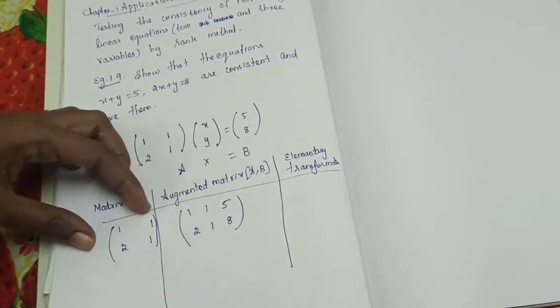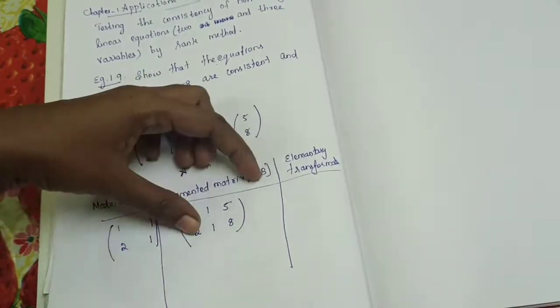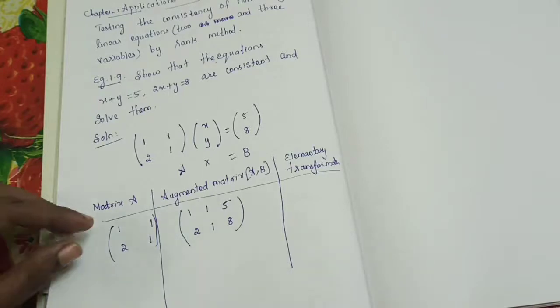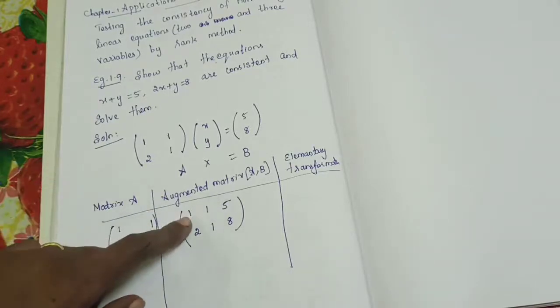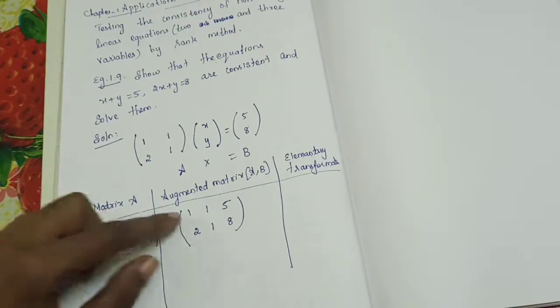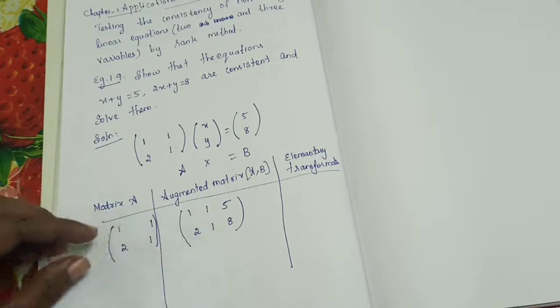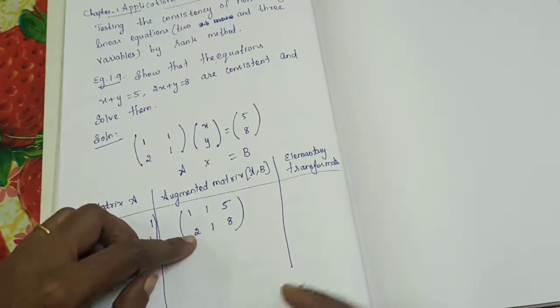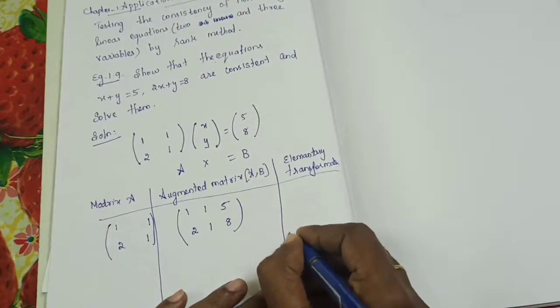Okay. Now I have written this is A, this is AB. So in the rank method, to find the rank by using elementary transformation, what will you do? First entry must be non-zero. This entry is non-zero, the entry down must be 0. Is it right? So when you are making this entry 0, this entry also will become 0. Okay. So what will happen?